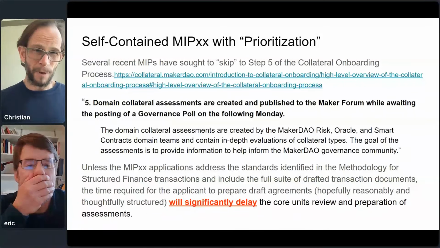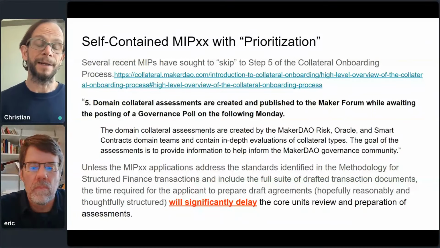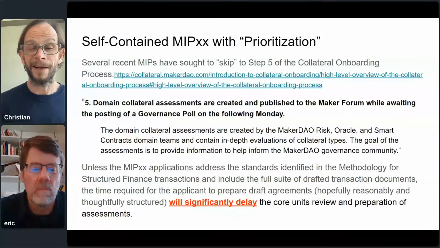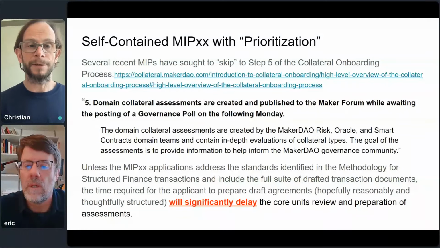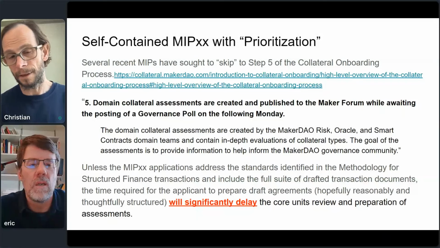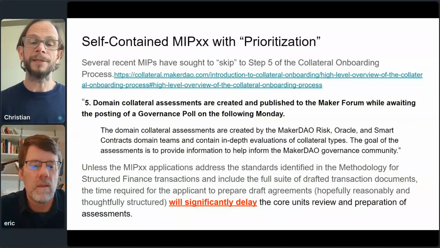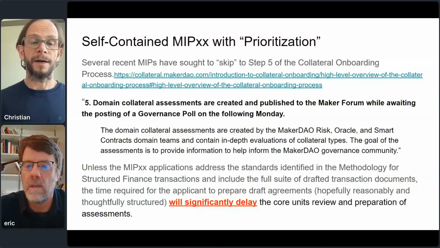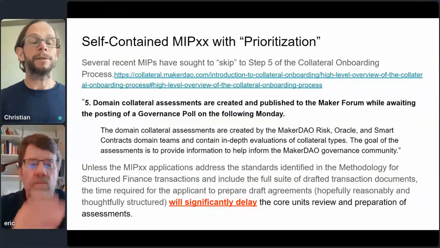So, when these MIPs come in to Maker, unless they address the standards that we've identified in the methodology for structured finance transactions, and frankly, include the full suite of drafted transaction documents, and what I mean by that is they send us a loan agreement, they send us the security, the pledge agreements, the collateral account agreements, the cash waterfall, everything fully drafted in a document, it's going to be very difficult for us to say to the community, yes, this transaction looks good.